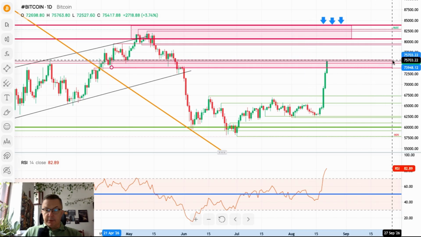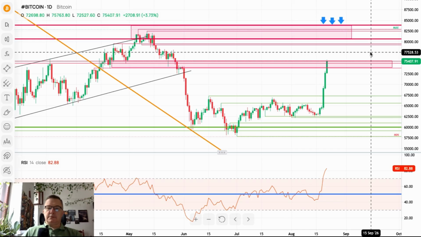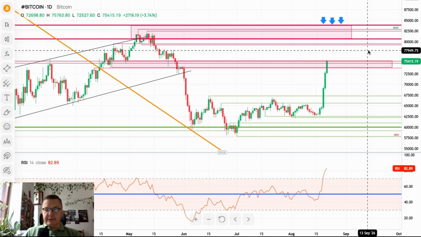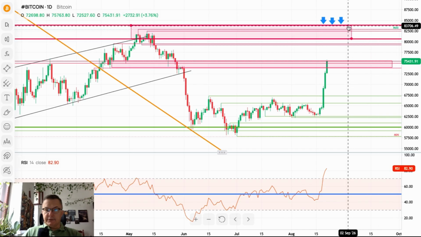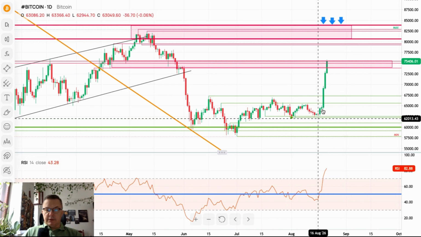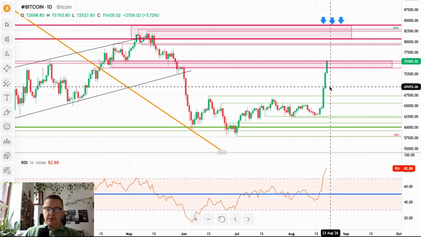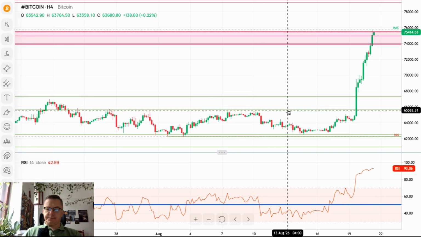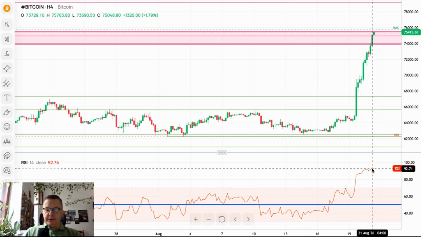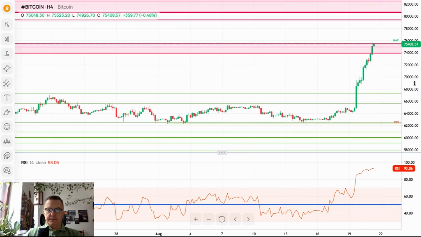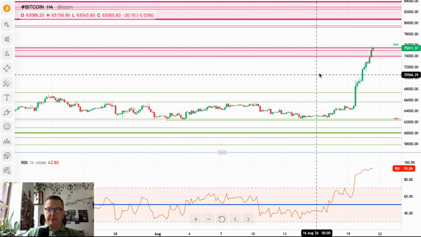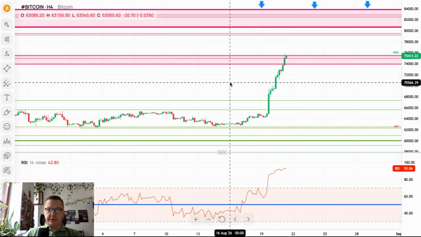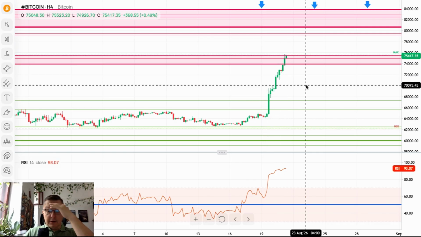If we break above, that's very, very bullish, because the next target will be roughly around 80 and then 83, $84,000. Very strong momentum. 1, 2, 3, 4 days in a row. Now it's about to be fifth day. 93, extremely big RSI. This is how it looks like on a 4-hour time frame chart. This is our target eventually, if this will hold like that.